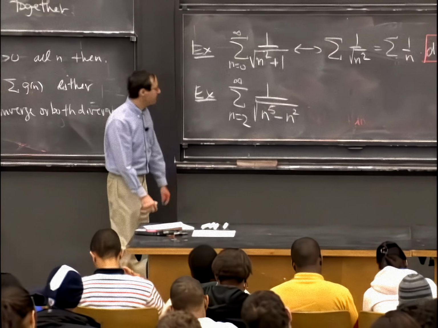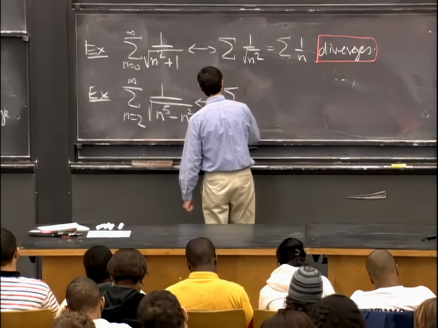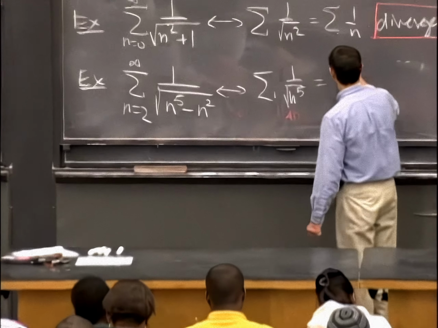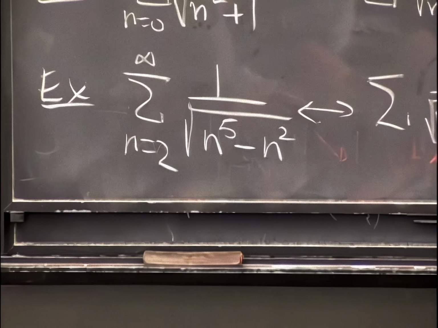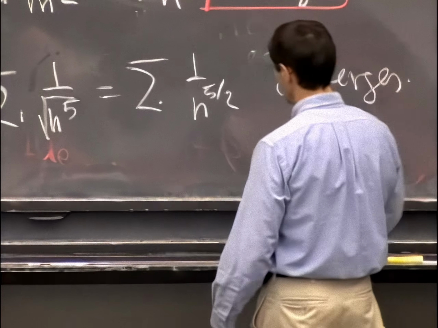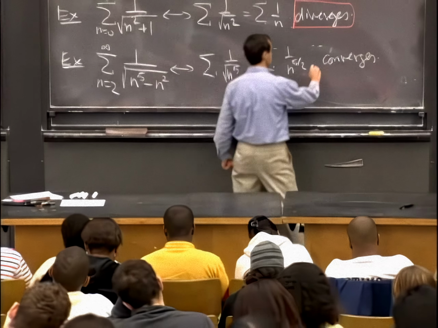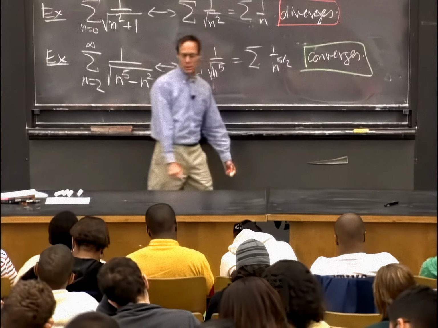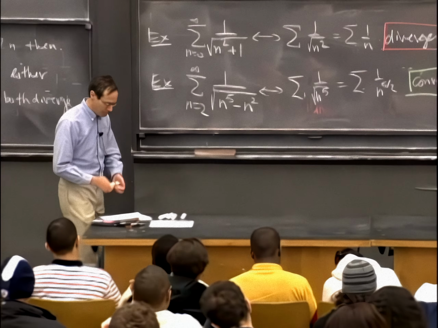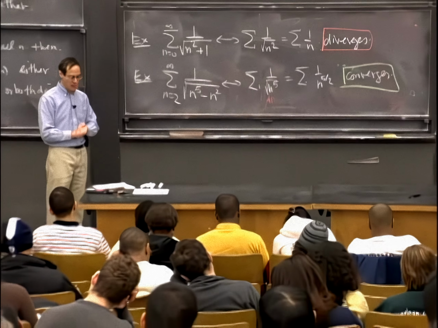All right, so here's the picture. Now this, I just replaced by its main term, which is 1 over the square root of n to the 5th, which is sum 1 over n to the 5 halves, which converges. All right, the power is bigger than 1. 1 is the divider for these things, and it just misses. This one converges. All right, so these are the typical ways in which these convergence tests are used.